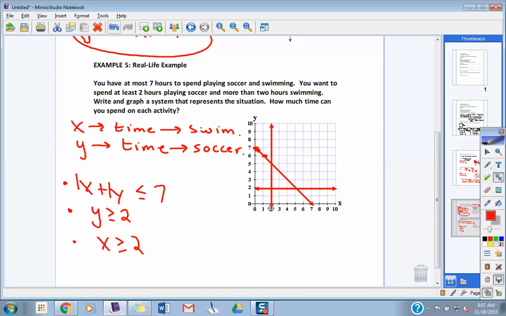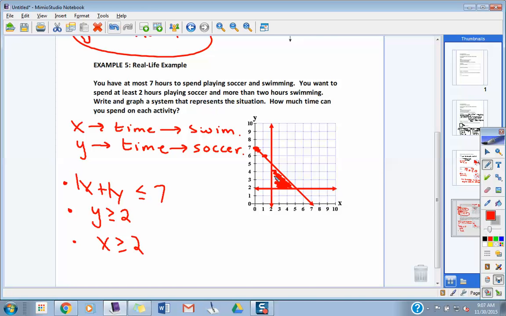Guys, kind of describe to me what section are you going to shade to make this collection of points work? Where are you going to shade at? What shape? It's the middle. It's that middle triangle right here that you're going to shade. You're going to shade right in here and say, hey, all the points that would satisfy this inequality would be the points in here. Okay?